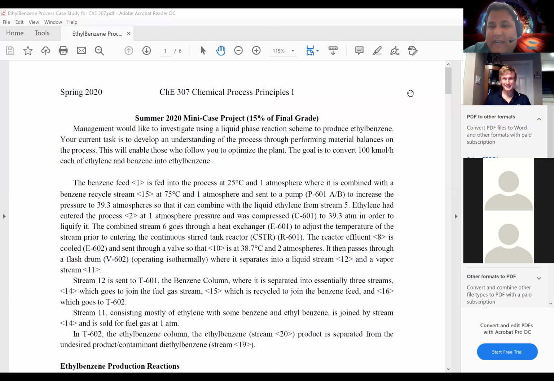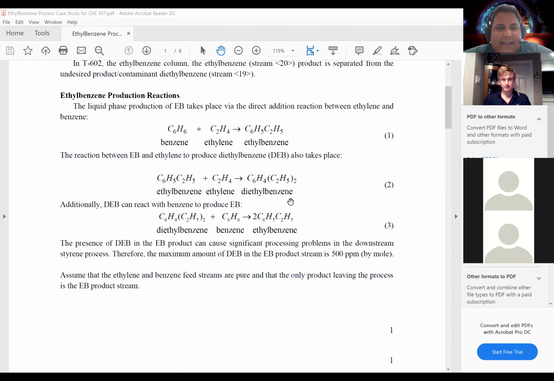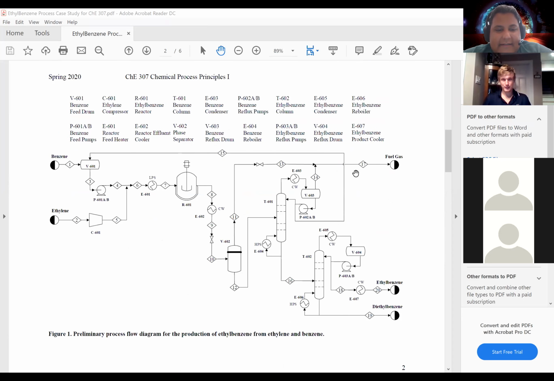Just with a little bit of emphasis, in 308 you'll be focusing on energy balances and those calculations, while in this course we're focusing on material balances. And so it's an ethylbenzene production process, and so on. Here's the process flow diagram for it. It looks kind of messy, and that's because it is, because it's a very complex chemical process.